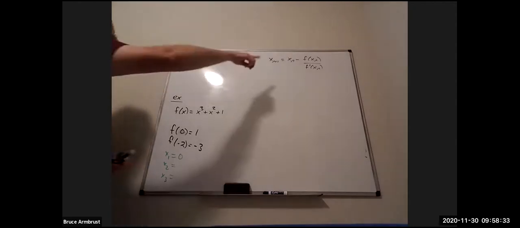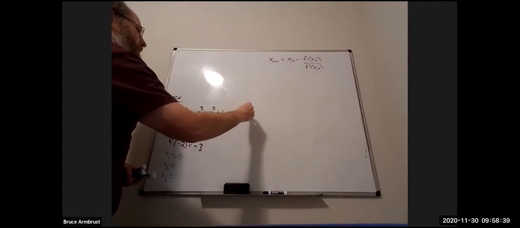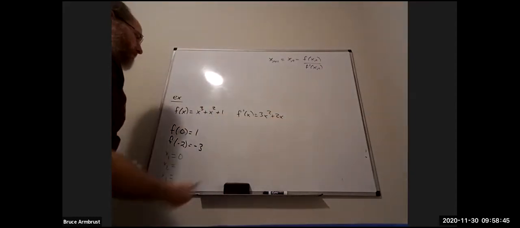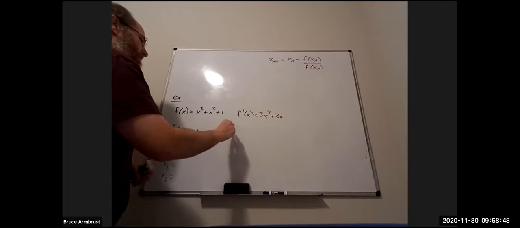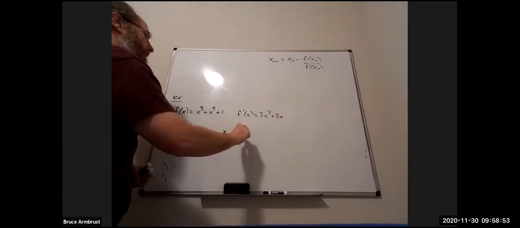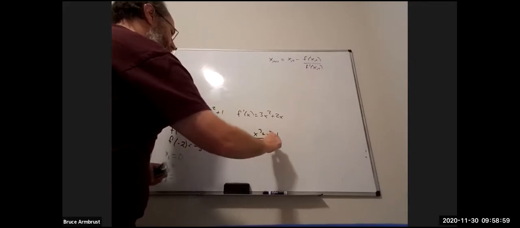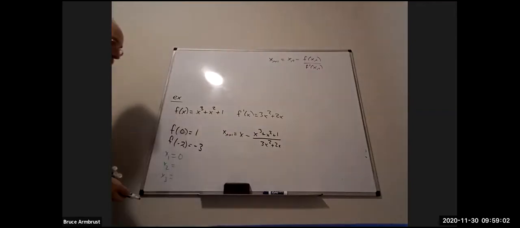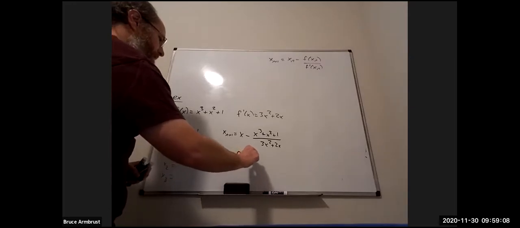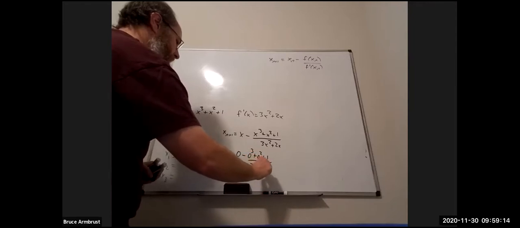All right, so to do Newton's method, we need the derivative. So f prime of x is 3x squared plus 2x. Okay, so that means that our next best guess will be x minus x cubed plus x squared plus 1 over 3x squared plus 2x. Okay, so x2 then is going to be 0 minus 0 cubed plus 0 squared plus 1 over 3 times 0 squared plus 2 times 0.